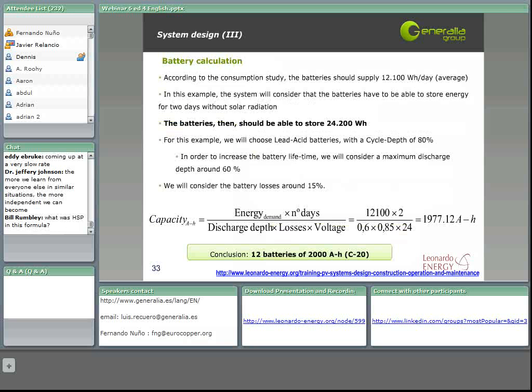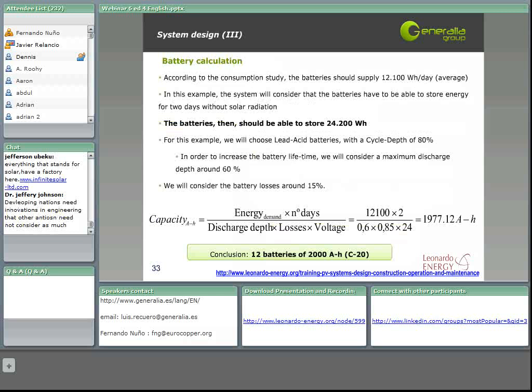Then we have to calculate the battery. Now we have to also once more consider the 12,100 watt-hours that we are demanding each day as an average. If we consider in this example that the system will be able to store energy for 2 days without solar radiation, the batteries then should be able to store 24,200 watt-hours.